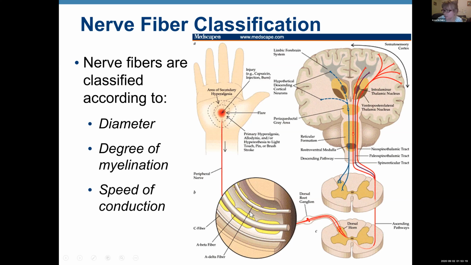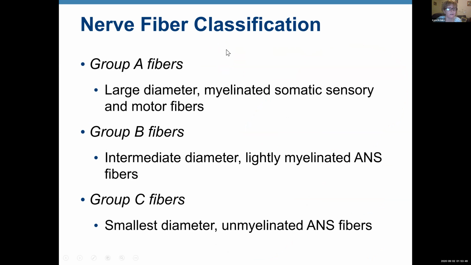Now, nerve fiber classification. I'm reminding you that nerve fibers are axons. They can differ in diameter and degree of myelination, and because of that, they differ in speed of conduction. The larger the diameter, the faster the speed, and myelination also gives fast speed. So we can classify fibers into groups A, B, and C. A fibers are the largest and myelinated, B fibers are of intermediate diameter and lightly myelinated, and C fibers are the smallest in diameter and unmyelinated. So they have fast, medium, and slow speed respectively.